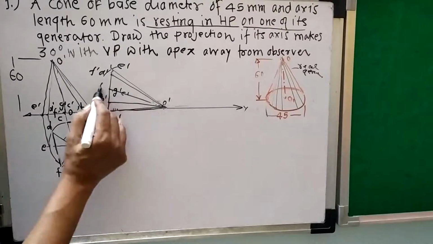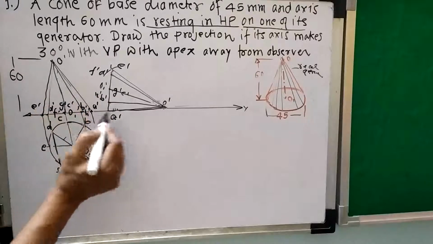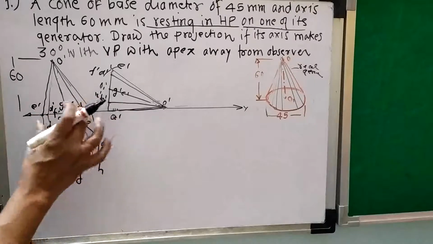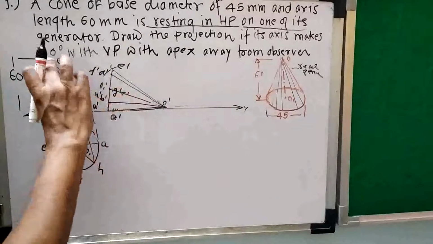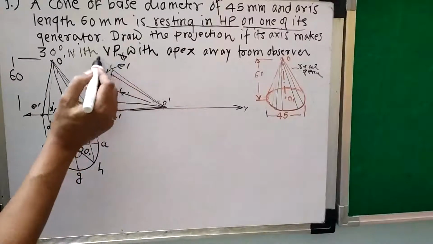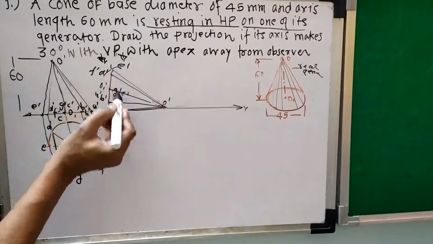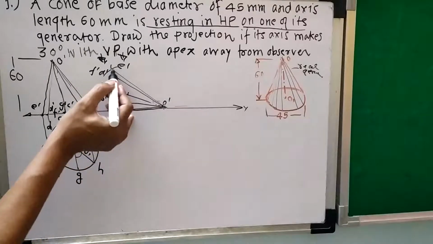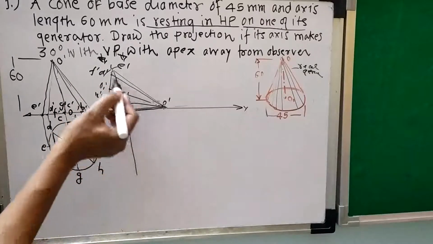So this is O and O1 dash. This axis is overlapped by GC. So what I have done, I have kept this generator on the HP, and now I will see from top. When I see from top, then I will project from every point. I will drop projector lines perpendicular to XY.